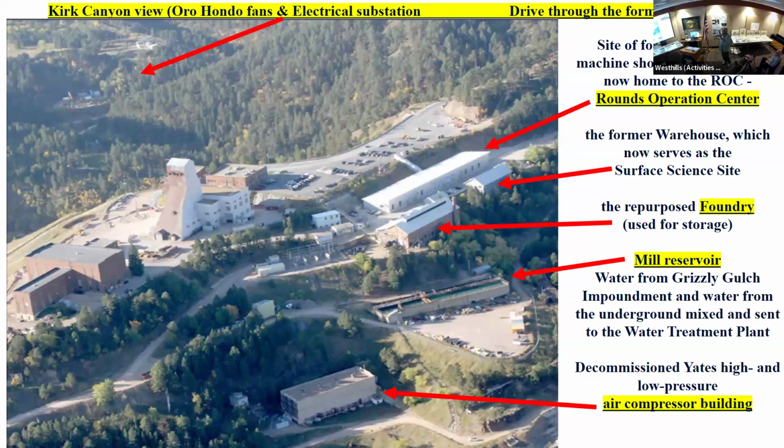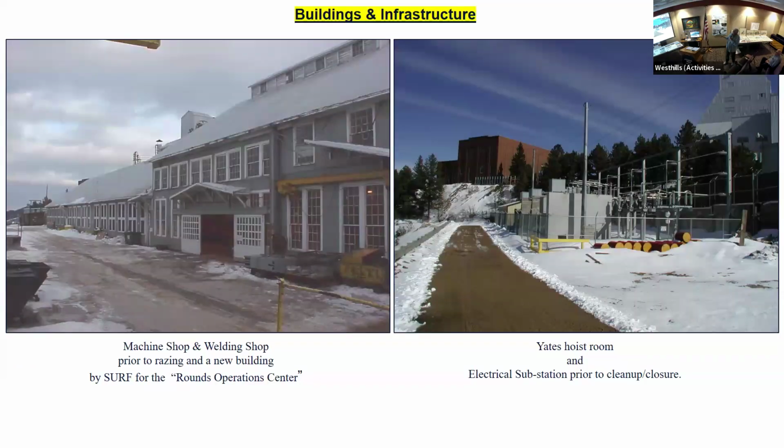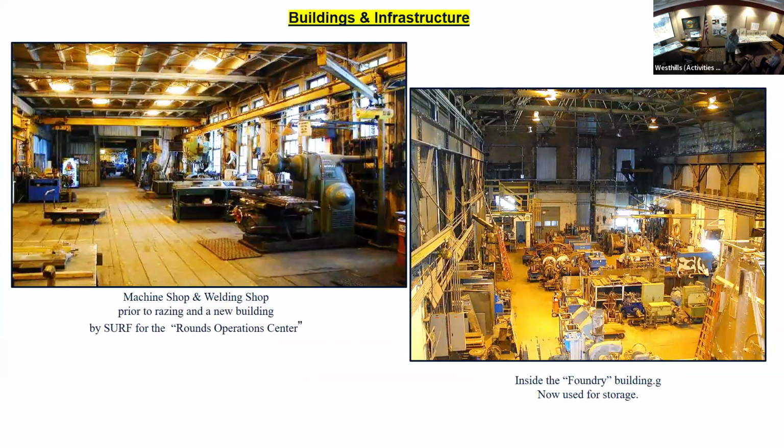The tour continues down through the shop yards, and Dan will talk about all these different buildings. And again, details about each building. Substations. This is the inside of the old machine shop. That's been torn down and is now part of the Rounds Operation Center. This building on the right is the foundry, which is cold storage now.